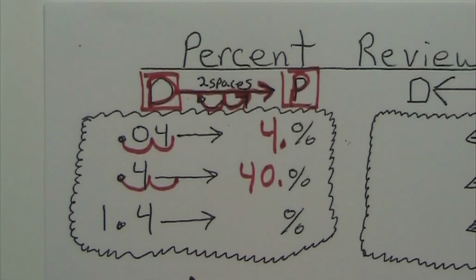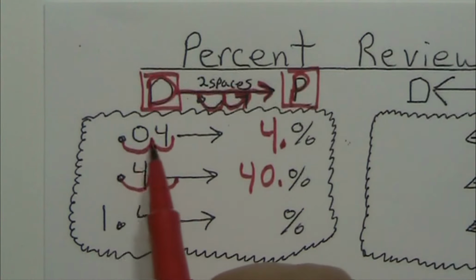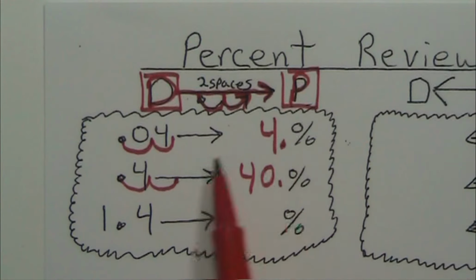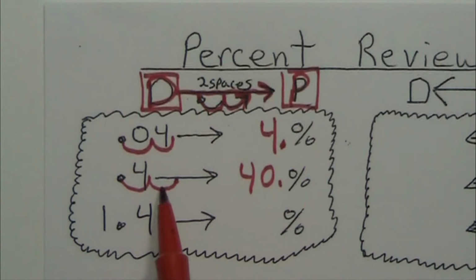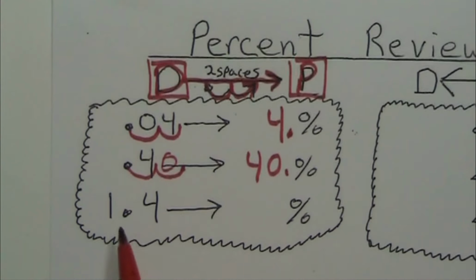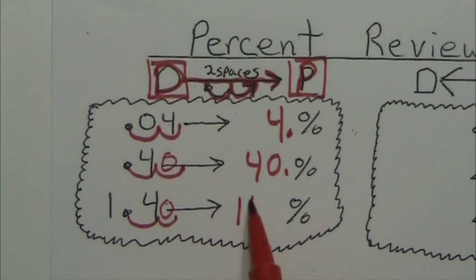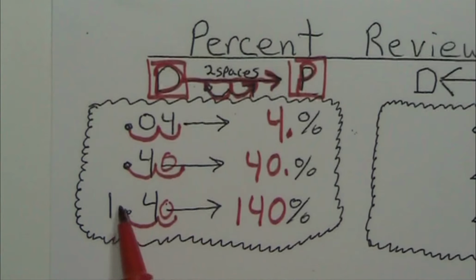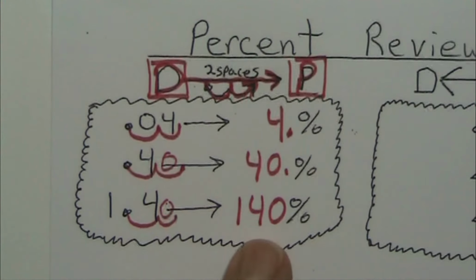Now I like to think of money when doing this. This is the same as 4 cents, 4%. This is the same as 40 cents. That's 40%. This is like 140 cents, $1.40. Move the decimal over 2 spaces. It's 140%. See that? So all you have to do is move the decimal 2 spaces, and that's your percentage, going from decimal to percent.